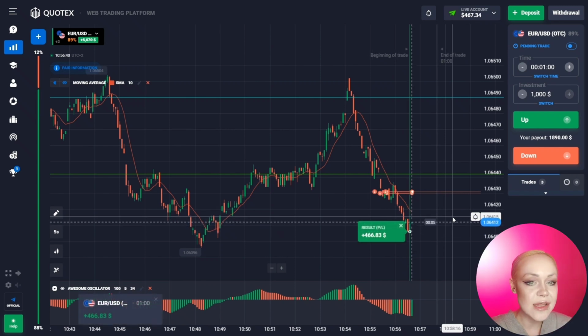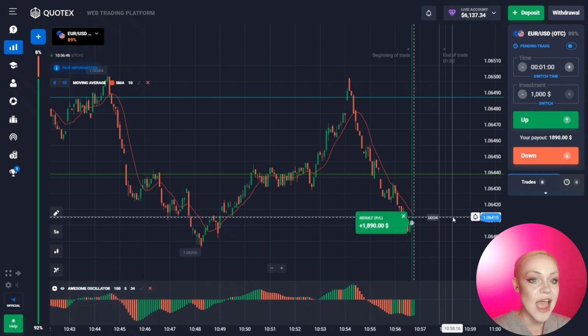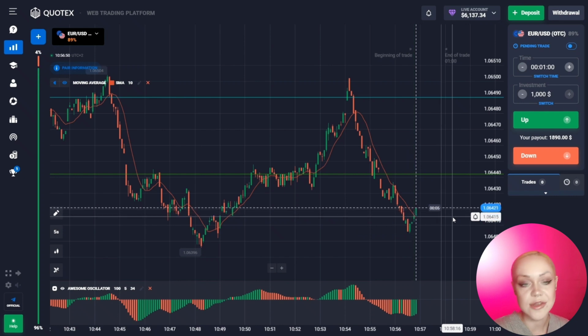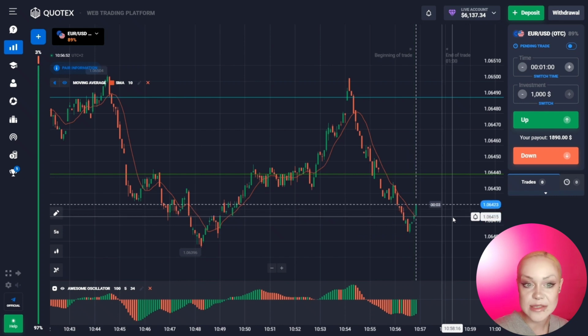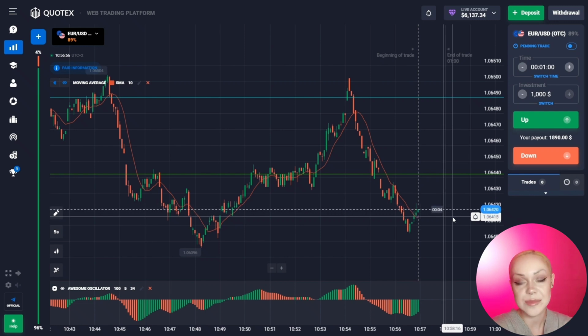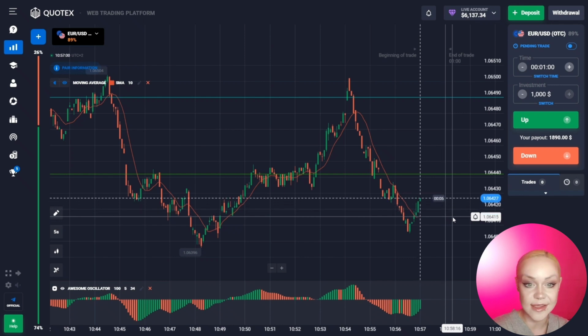And we see that in a minute the price goes well below our entry points, which allows us to make a profit. As you may have noticed, I already have $6,137 on my deposit, and this means that my trading goal for today has been achieved. Therefore, I decide to finish my trading and leave the market.